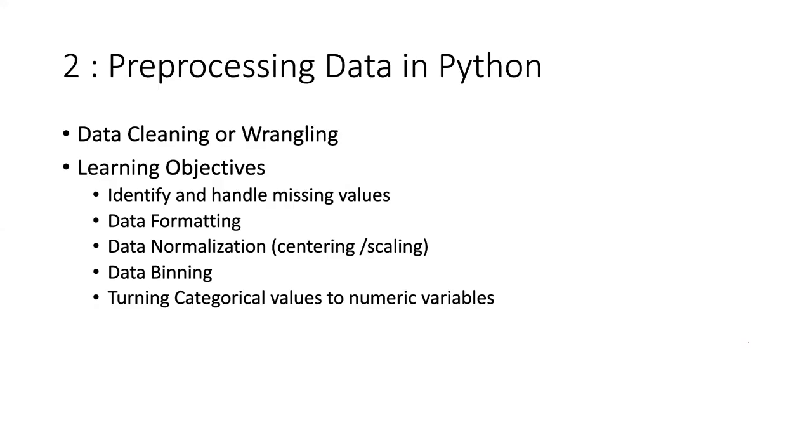The second step is pre-processing. Pre-processing is a kind of data cleaning and wrangling. You can see the objective: identify and handle missing values, and data formatting. Data normalization, centering and scaling, they also call it data standardization. There are different techniques for it. Data binning: you can convert categorical to continuous, and you can convert continuous to categorical. Binning is used to convert continuous to categorical. Let's say we have an age group from 1 to 50, and we want to convert them into child, teen, adult, elder, and more.